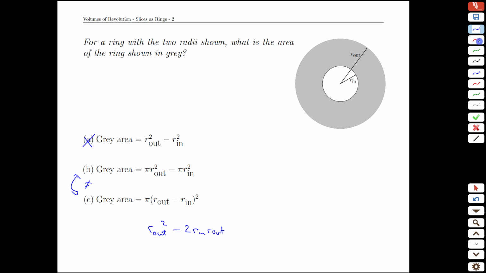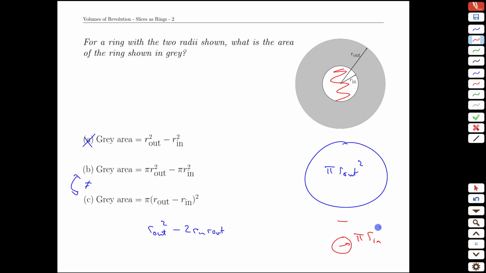Well, the easiest way to figure this out is to ignore the hole for a second and recognize that the big circle has area pi times r outer squared. And then we are literally subtracting the hole in the middle, which has area pi times r inner squared. Well, that's exactly what this formula here does. It punches a hole in the middle of the larger circle and subtracts the area of that hole. If it helps, you can think of this as the area of the outer circle minus the area of the inner circle.